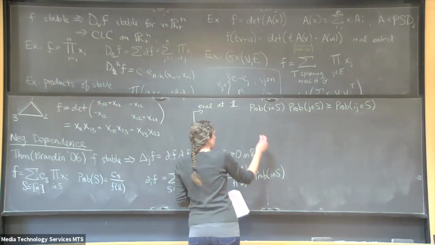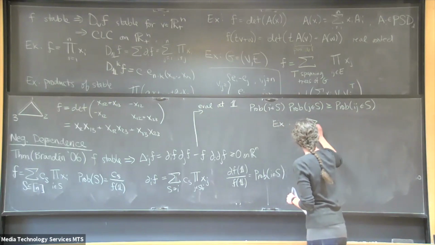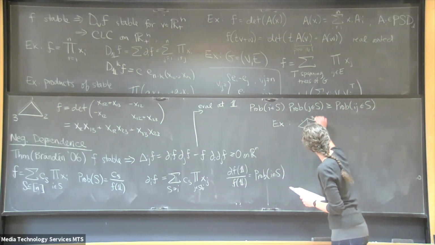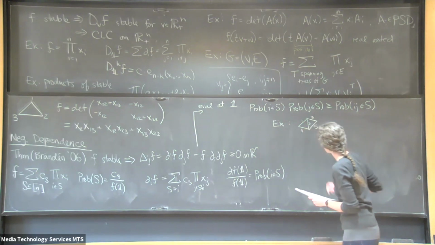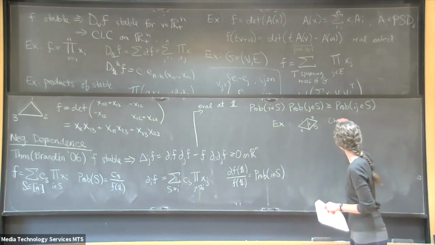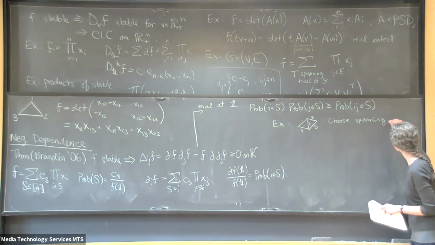Just as an example, spanning trees of the graph with 5 edges, and I choose a spanning tree uniformly at random.